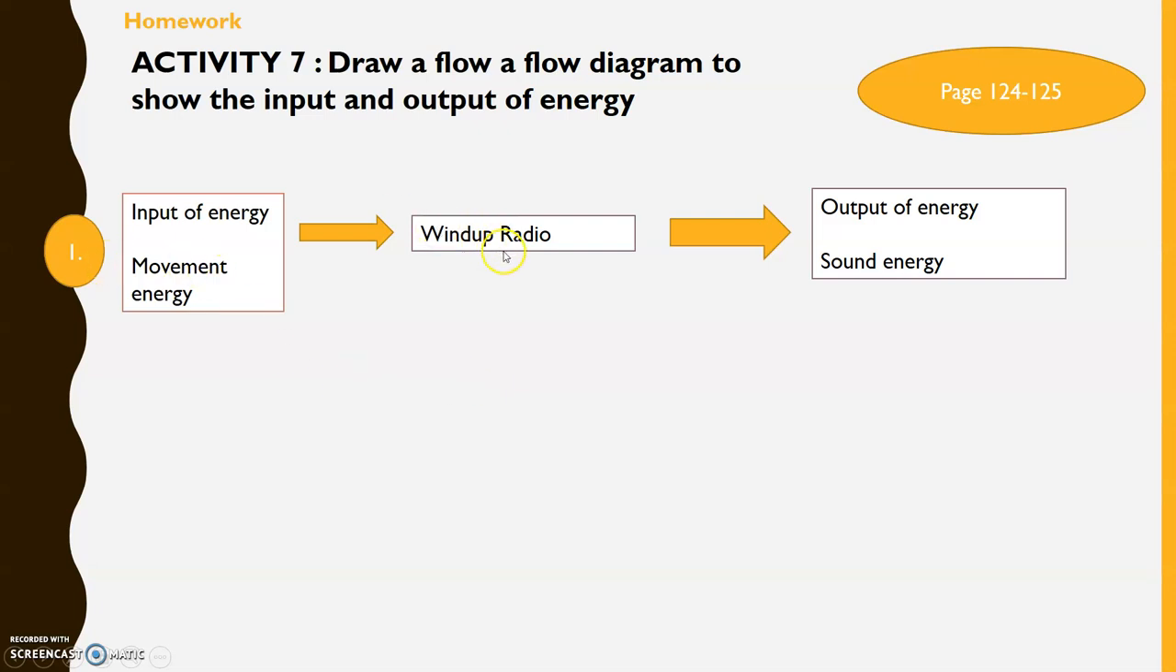Okay, the first one has been done for you, which is a wind-up radio, and it is on page 25. Number 2 would be an electrical kettle. Number 3 would be an iron. Number 4 would be a fan. Number 5 would be a solar lighting system. And the last one would be a torch. If you look on page 125, you'd actually be less confused.